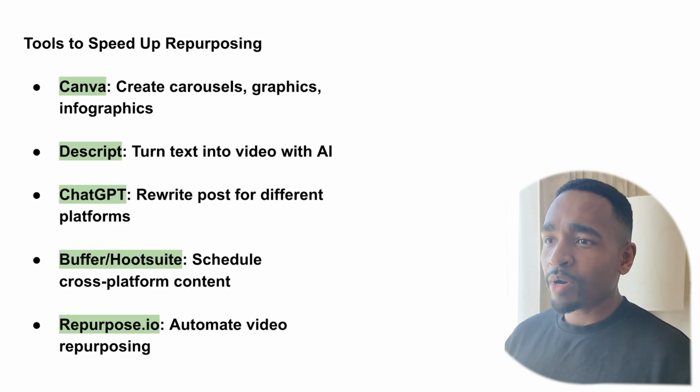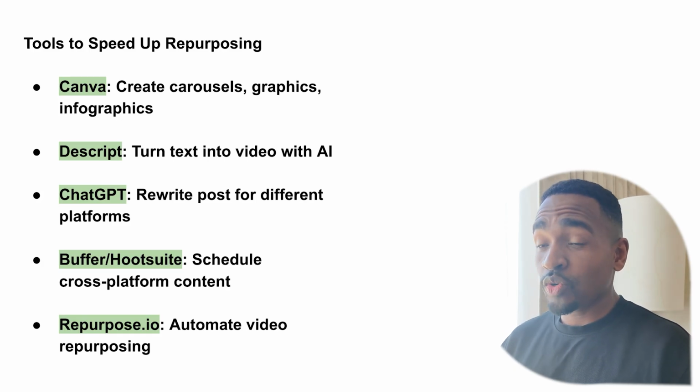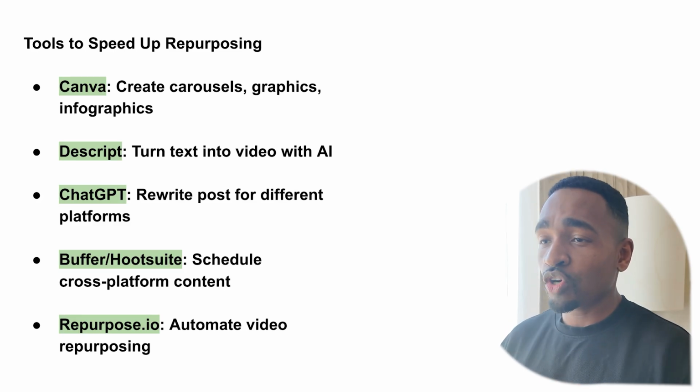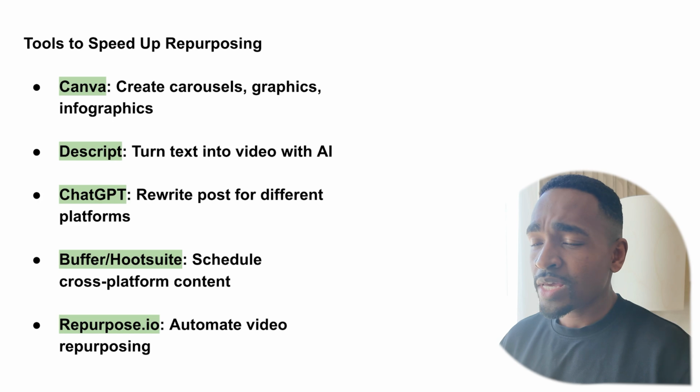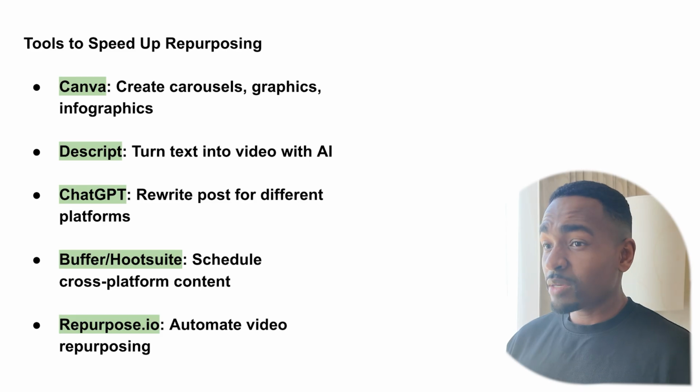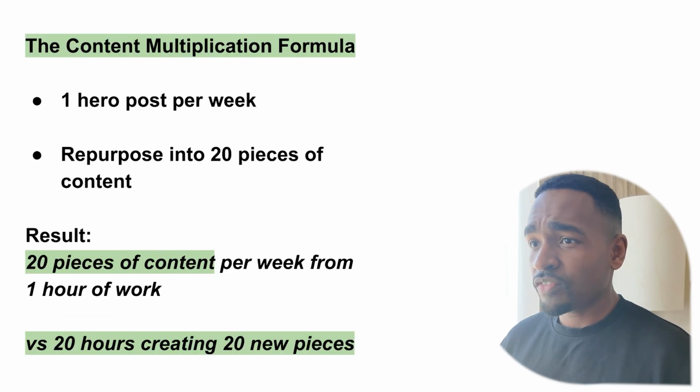And then you've got tools like Buffer or Hootsuite, where you can schedule across different platforms. So you can basically post once and then distribute across all of your social media accounts. And then you've got repurpose.io, where you can automate video repurposing. So you upload once and then it will distribute to YouTube, TikTok, Instagram, and more. So these tools can basically make the repurposing process even faster.